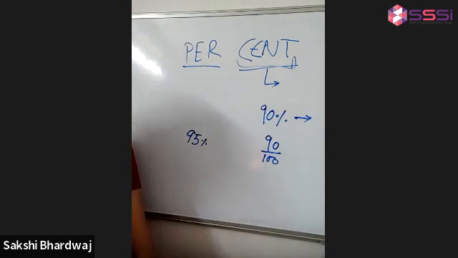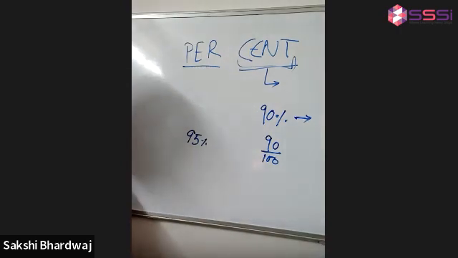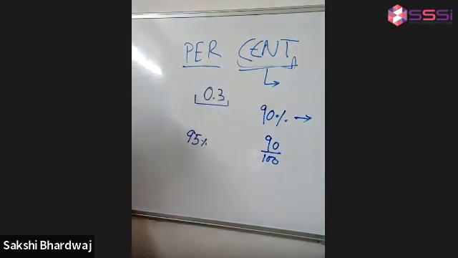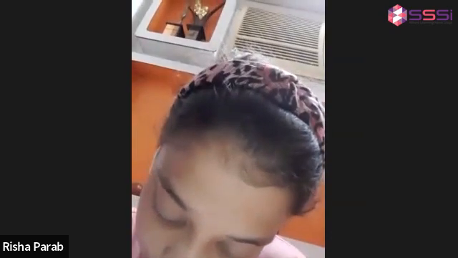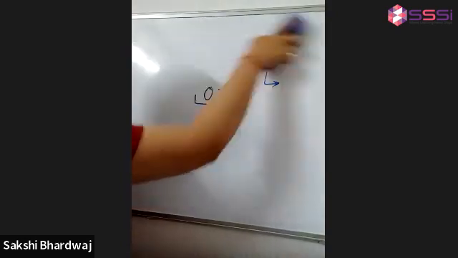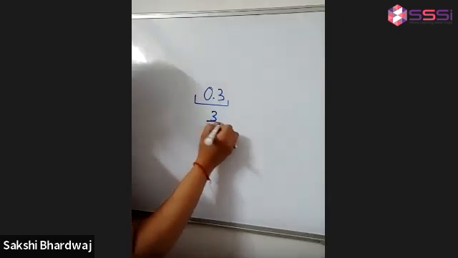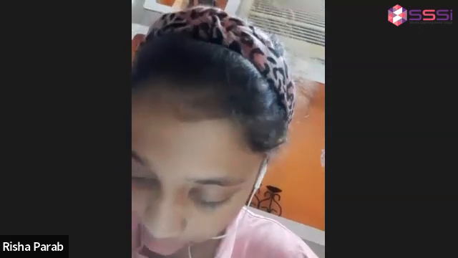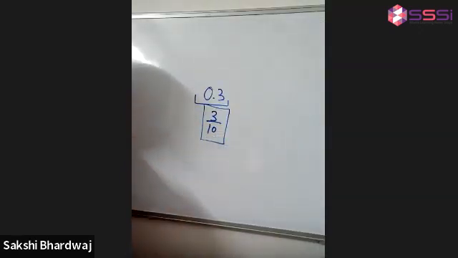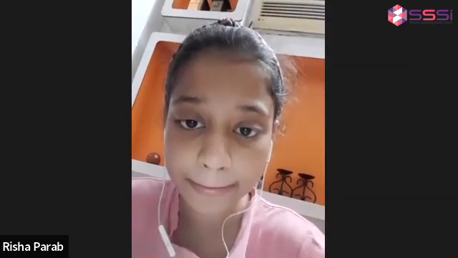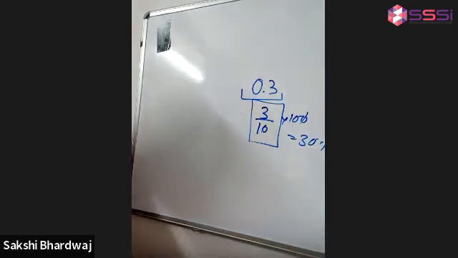Now suppose you have a decimal, and you want to make it a percentage. You have 0.3. We can write 3/10. Now this is the fraction. Again, we need to make it a percentage. What can we do here? Multiply with 100. So that is equal to 30%.